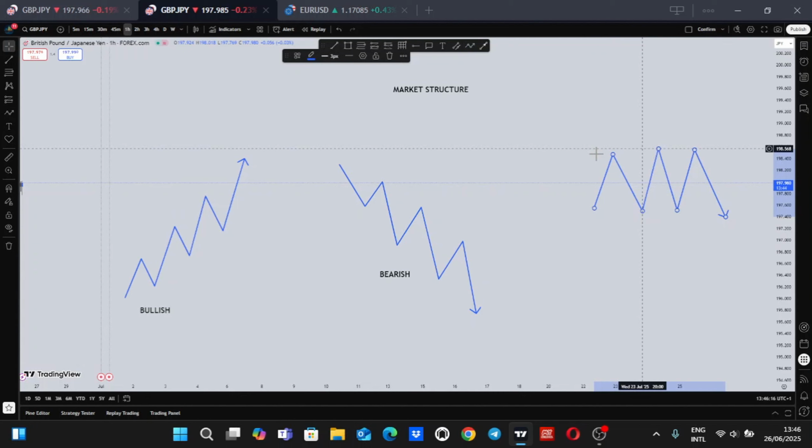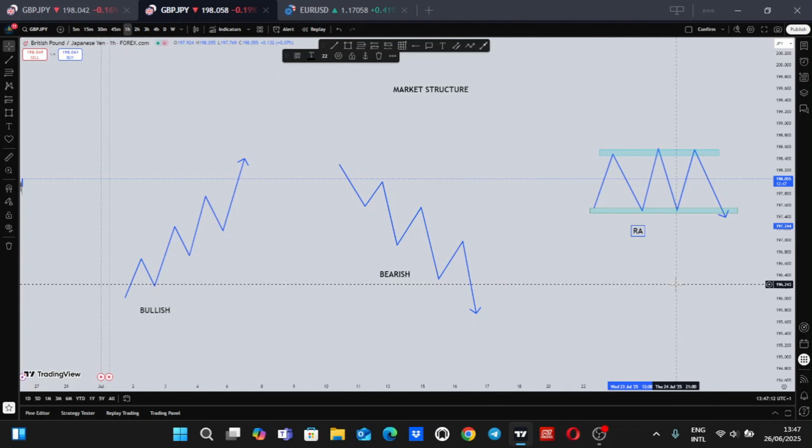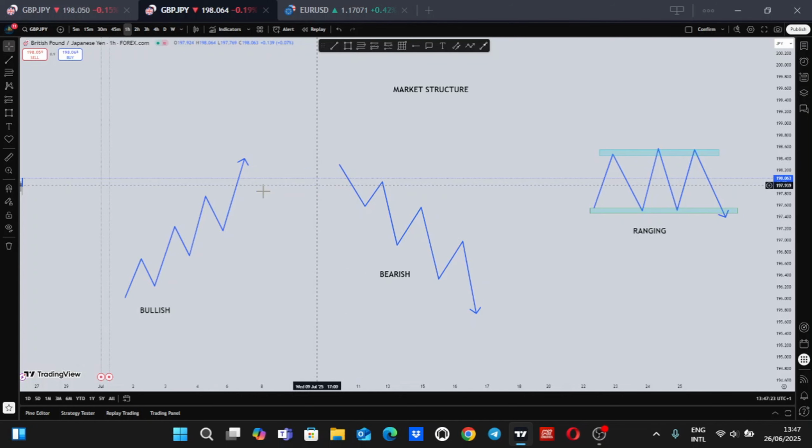Price is just moving between resistance and support. So this is the first step. You identify the market structure from the higher time frame, and you need to do this from the daily time frame. From the daily, you go down to the H4, then the H2, that's 2 hours, then 1 hour, 30 minutes, and your entry time frame, which is 15 minutes.